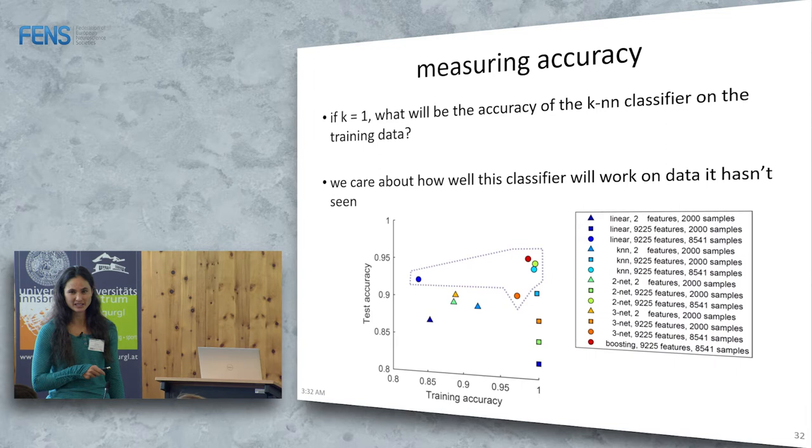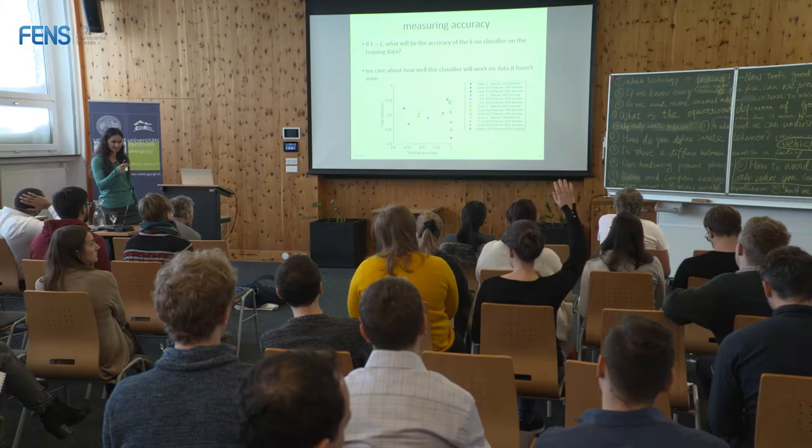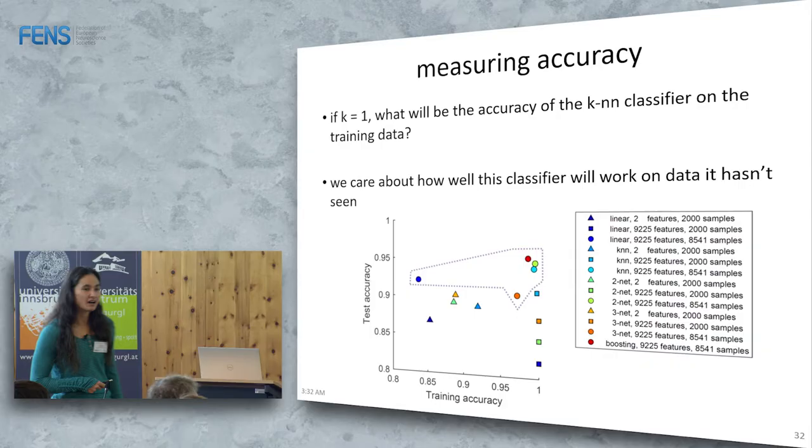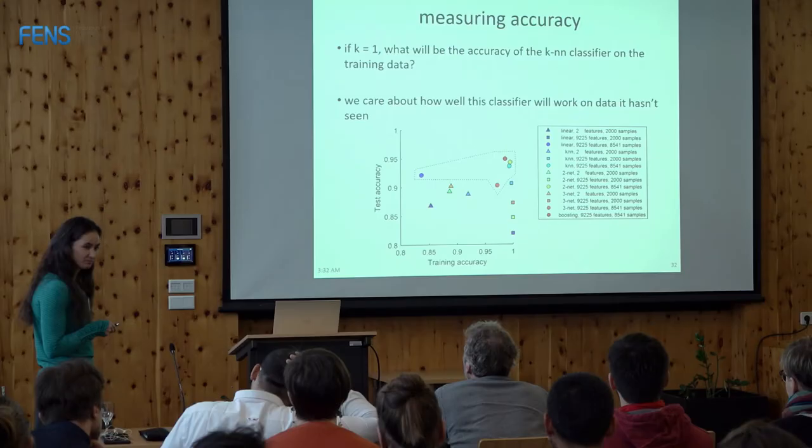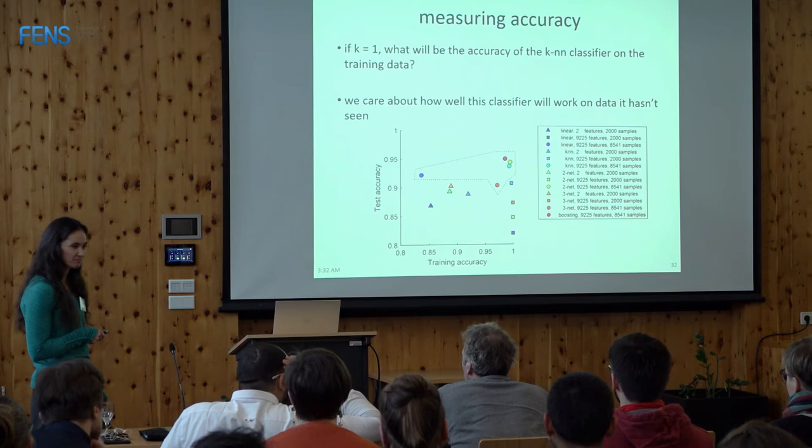As you can see, training accuracy for some of them is very high, but we really care about this test accuracy, right? So we care about the performance on the y-axis. How is the accuracy calculated? It's just the fraction of frames that are classified correctly. And training accuracy is at the end of training? At the end of training, yeah.